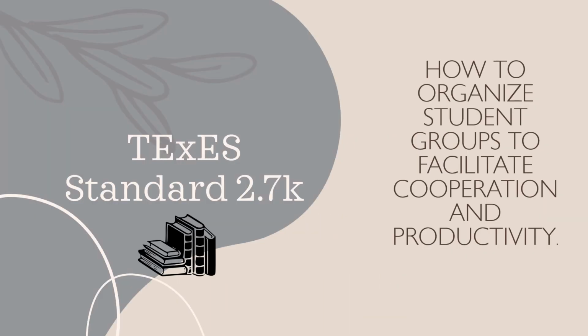So the Texas standard I was assigned was standard 2.7K, and that is how to organize student groups to facilitate cooperation and productivity. This means a teacher understands how to create groups that will not only consist of children who work well together but also thrive together to accomplish certain tasks.